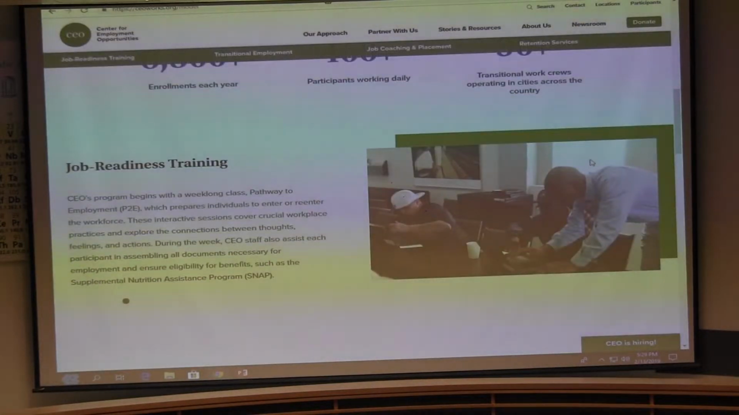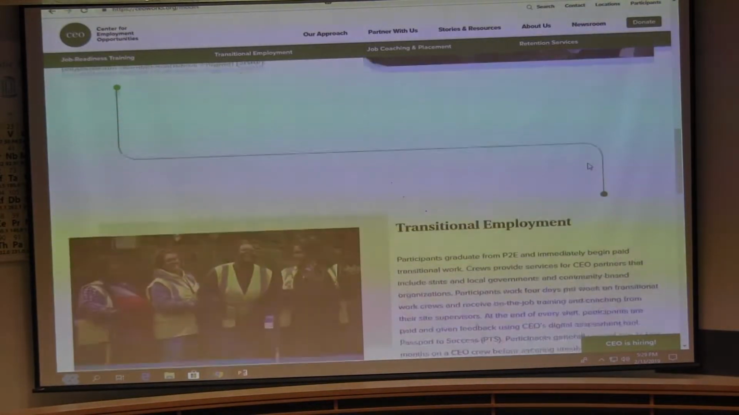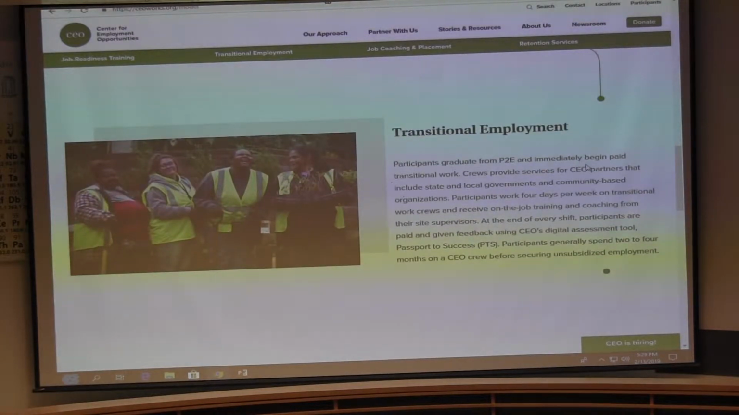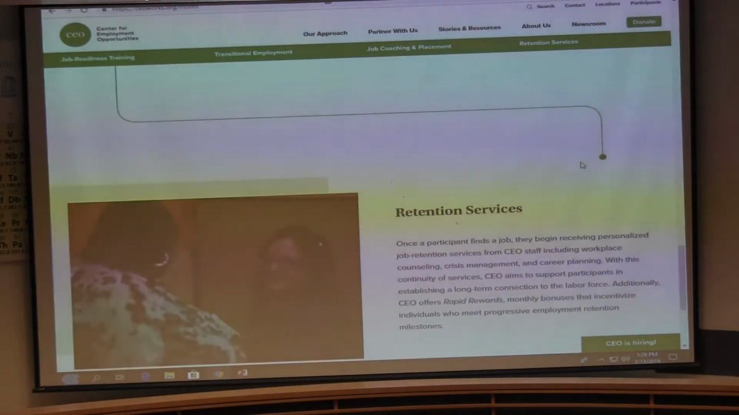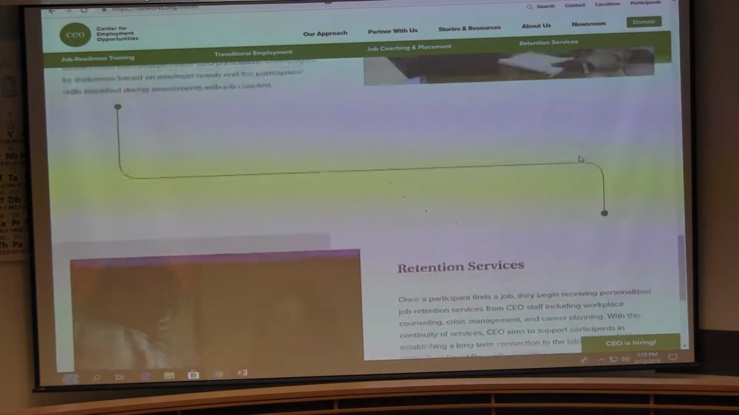They provide job readiness training, you can see here. Transitional employment, as people are moving through the system. And then they have job coaching and placement and retention. So the goal is to try to encourage long-term employment among the constituencies that they serve.